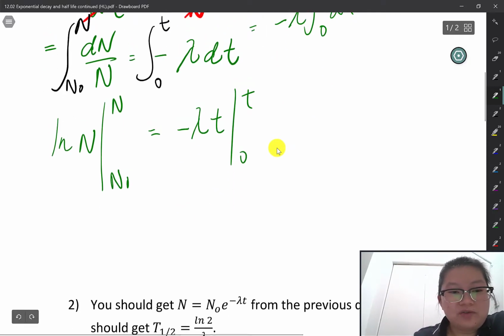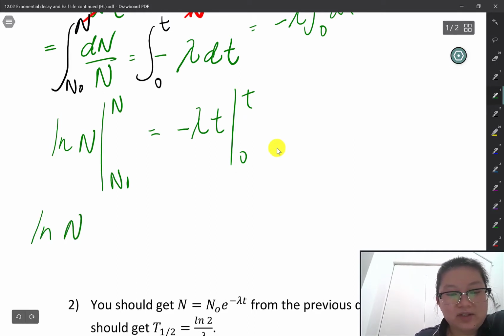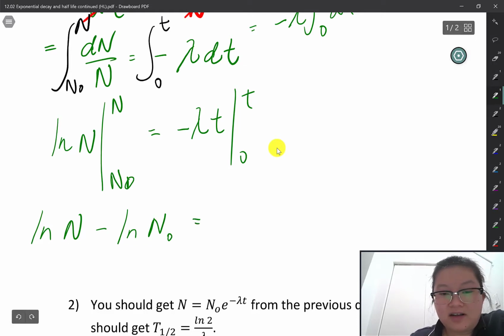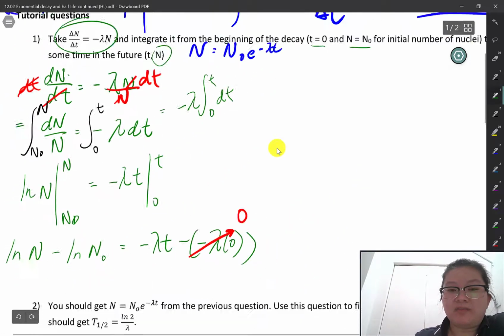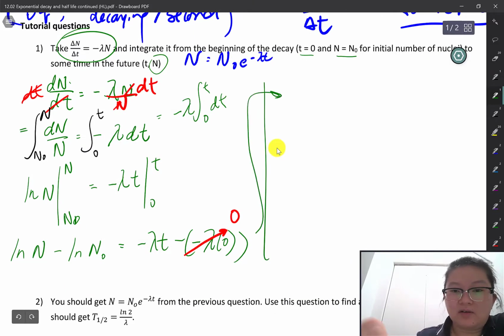So after we do that, we're going to get ln of n, which is that one, and we're going to subtract ln of, sorry, that's an n naught, ln of n naught. So we're going to take the difference there, and then same thing here, negative lambda t, which is going to be the t value, minus the negative of lambda times 0, so times 0, and whoopee, this term just goes away to 0.